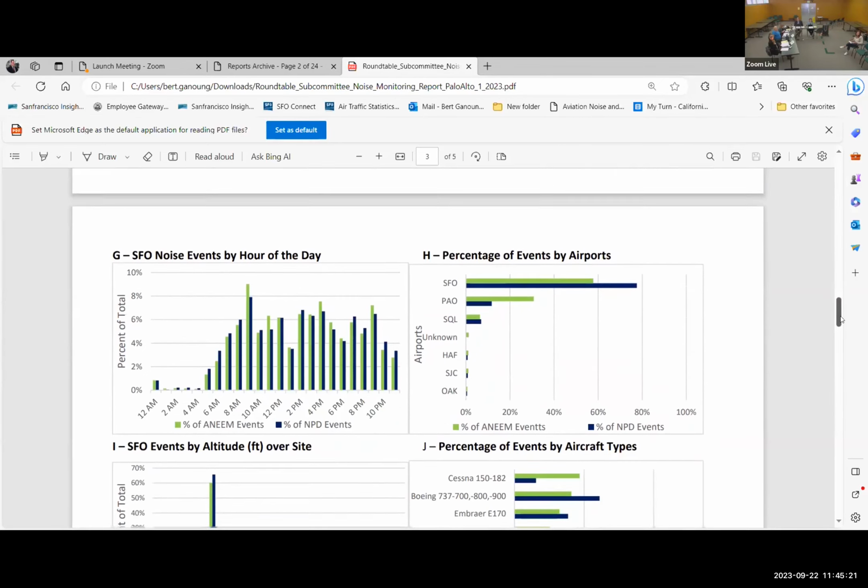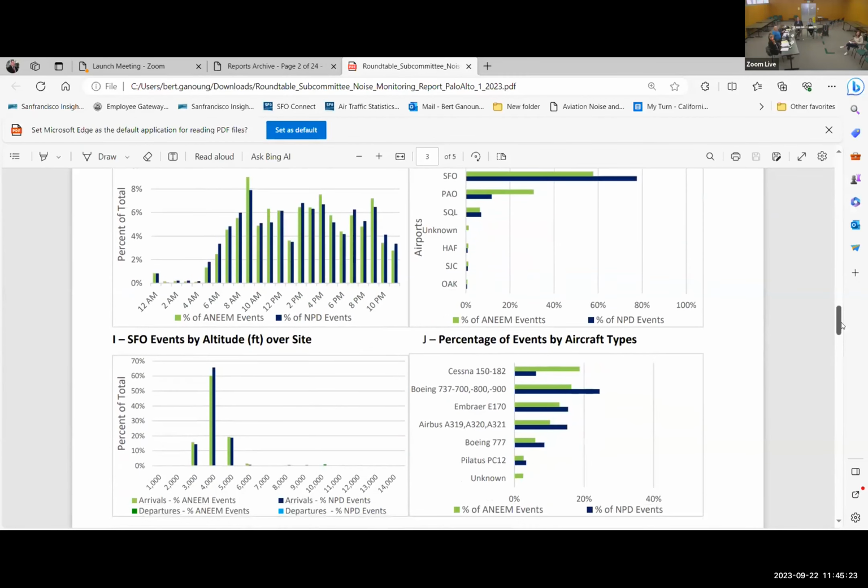Going further into the report, noise events by hour of the day. You can see, like I mentioned, very few events here in the wee hours of the day, and by that I mean 12 a.m. to say 5 a.m. And then we take off like a racehorse for the day.